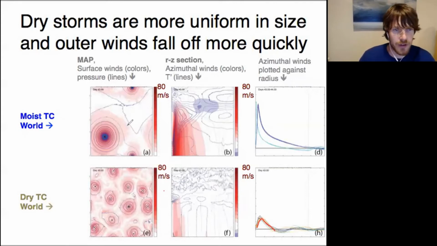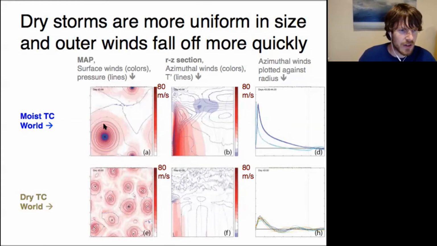This simulation with moist storms, on the other hand, shows that moist hurricanes can have pretty different radial structures of winds at similar peak intensities. So one of these storms is small and has a wind field that decays quickly, and another is larger and its winds extend much further out.